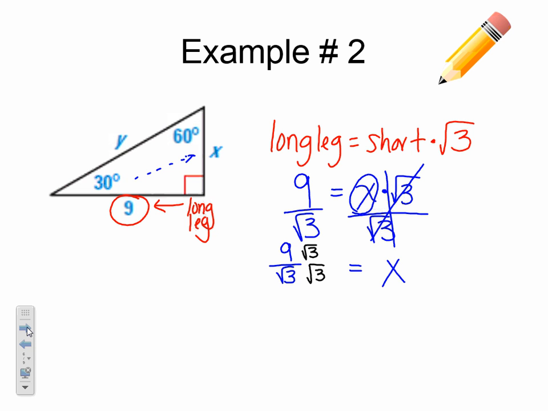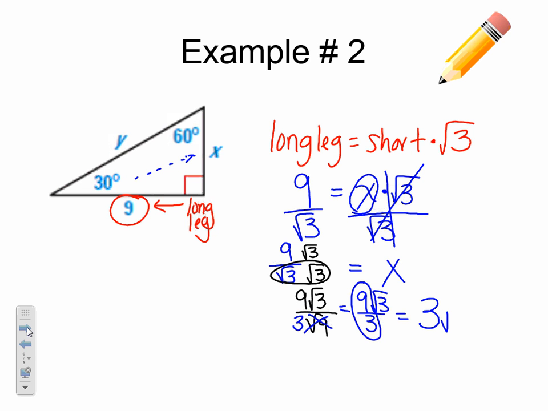And if we go ahead and figure this out now, we'd have 9 square roots of 3 on top over the square root of 3 times the square root of 3 on the bottom becomes square root of 9. And you should say, wait a minute, the square root of 9 is just 3. So we'd have 9 square roots of 3 over 3. This is looking pretty good, but we're not quite there yet. These two can simplify. 9 divided by 3 is 3. So my answer becomes 3 square roots of 3 for my x. So that's what x equals.